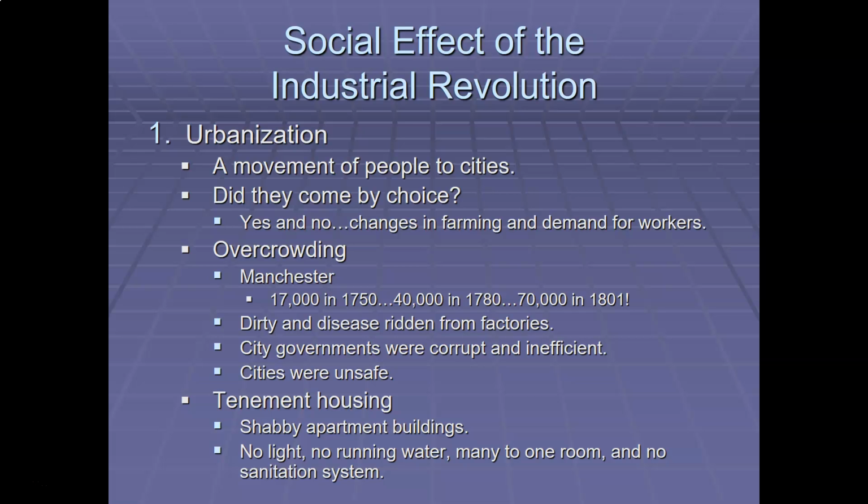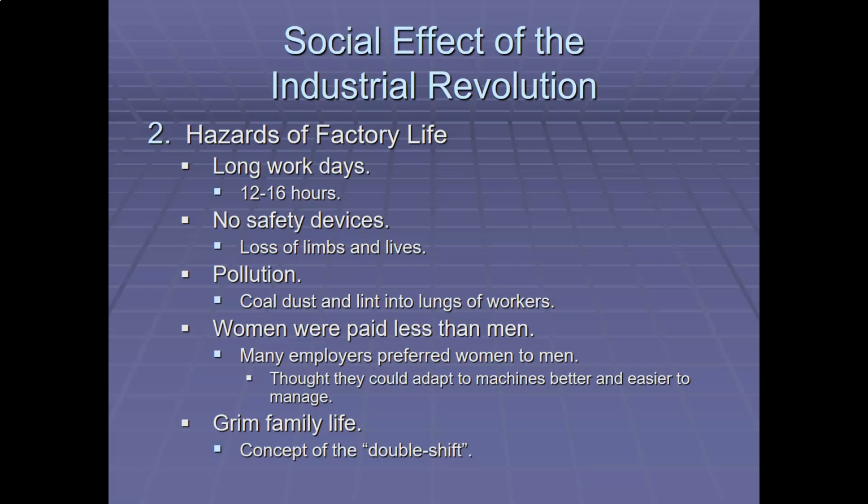And one of the things that, even though it's nice to have in terms of housing, also leads to some of the more problems, is the tenement housing. These are very shabby built apartment buildings. There's no light, there's no running water. Most of them only have access to one room, where you have families of 6 or 7 or even more that might only be in one room. So that causes even further issues. And there's no real sanitation system. So you take all these negatives, you do have some problems with urbanization, especially on social life.